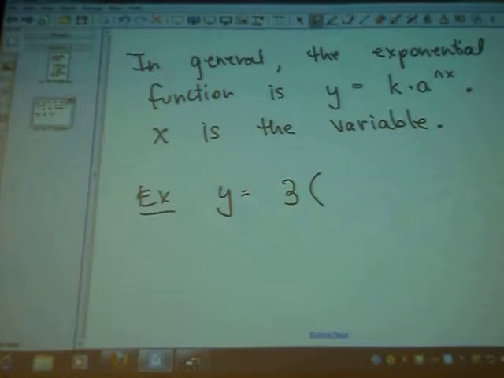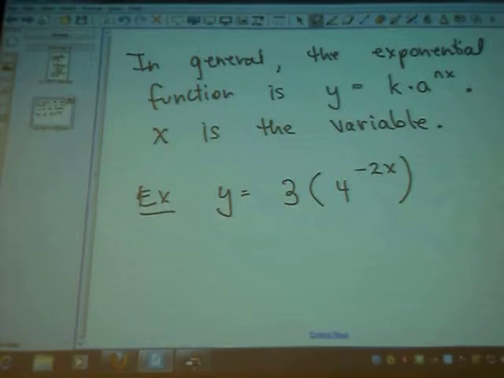Actually, they'll use parentheses to multiply. And then 4 to the -2x power. Something like that. So my k there would be 3, my a is 4, my n is -2. And x is still my variable. So say you had a 2 inside there, it would become 1/4 over an exponent of 1/4.